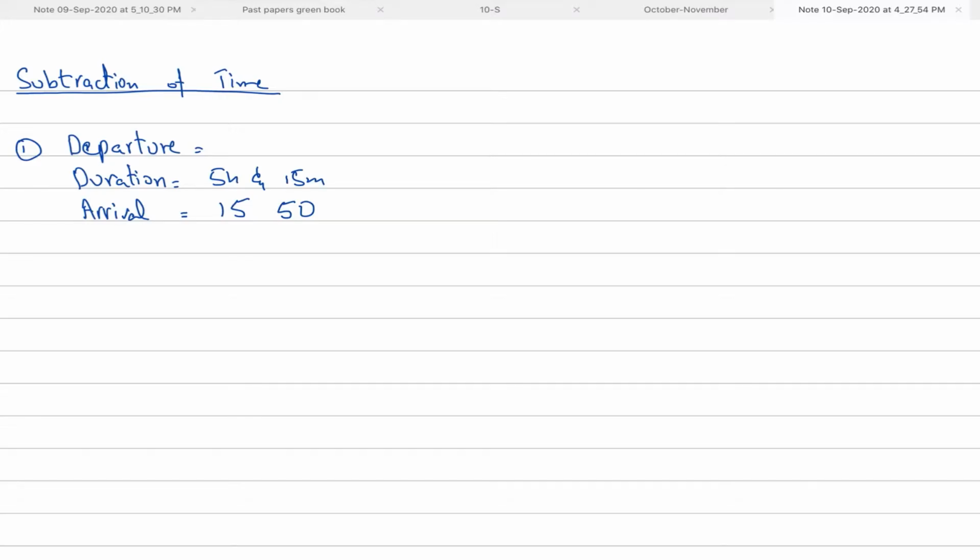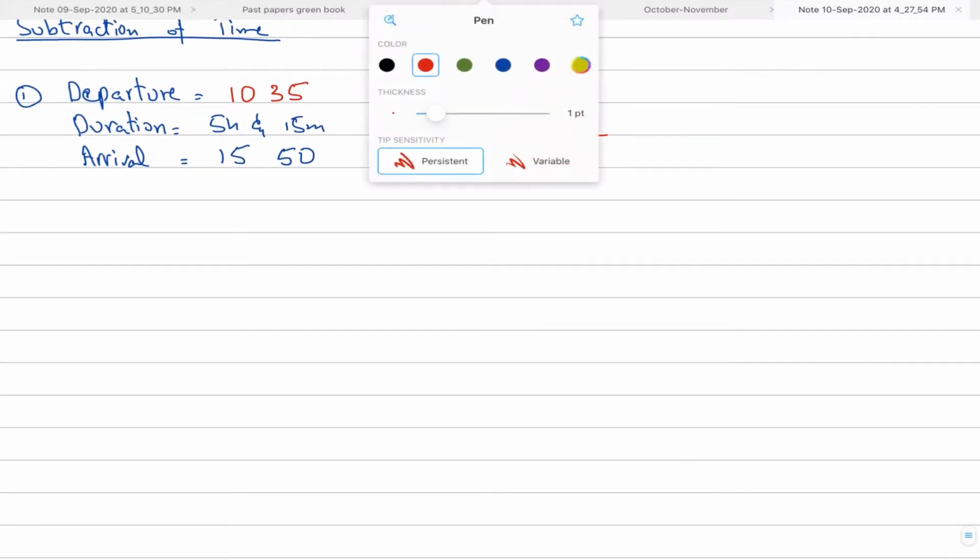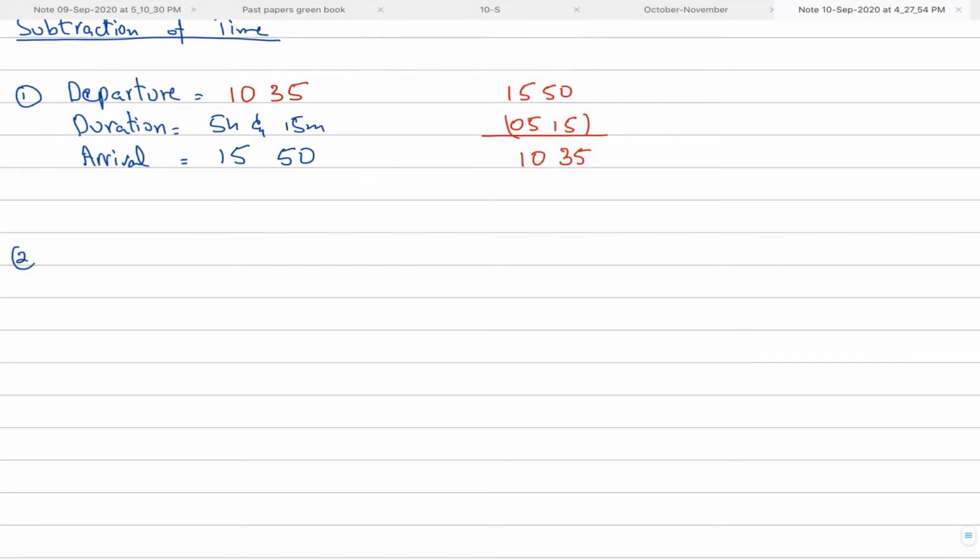So theoretically, what we're going to do is take the arrival time, which is 15:50, and from it subtract 5 hours and 15 minutes. Okay, so 50 minus 15 is 35, and 15 minus 5 is 10. So there you have it, 10:35 is going to be your departure time. So again, that was a very simple example, but things can get slightly complicated. And what to do when that happens, let's find out.